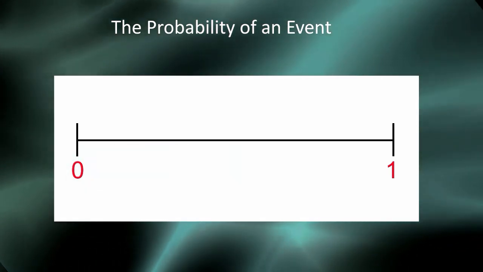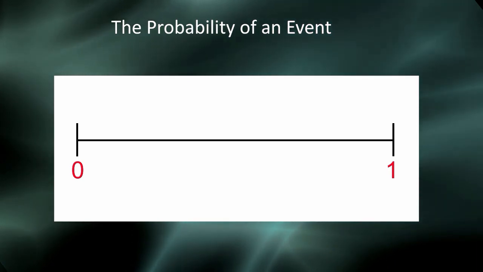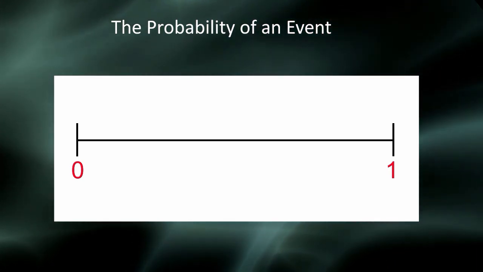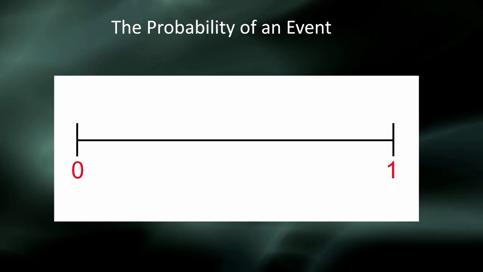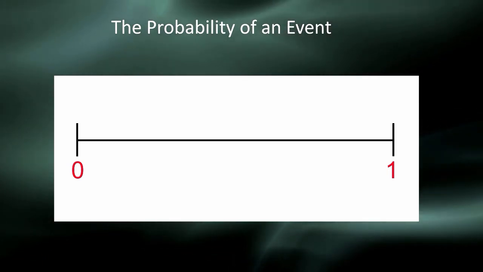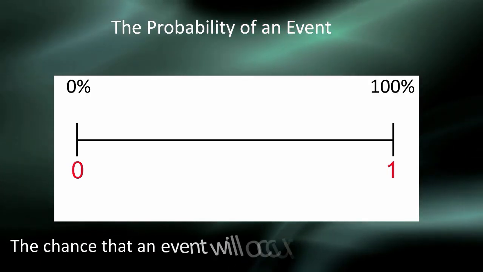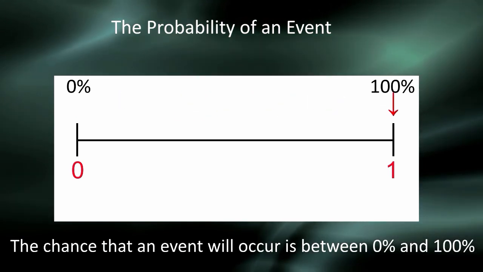Many people prefer to express probability in percentages. Since all probabilities are decimals, each can be changed to an equivalent percentage, so we're actually saying the chance that an event will occur is between 0% and 100%.